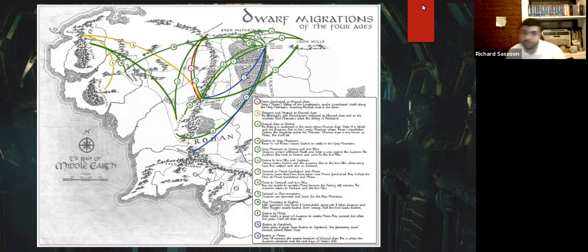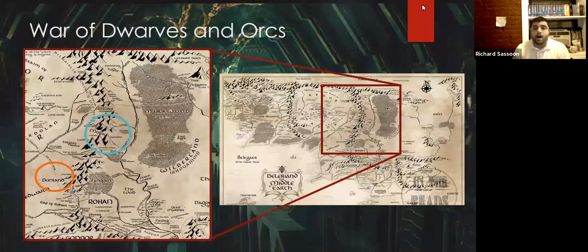And of course, this is very similar to the Jewish experience, where Jews were routinely forced to move from place to place throughout Europe because of discriminatory laws. Probably the most interesting part of the dwarvish experience in Dunland, you can see here on the map where Dunland is relative to Moria.